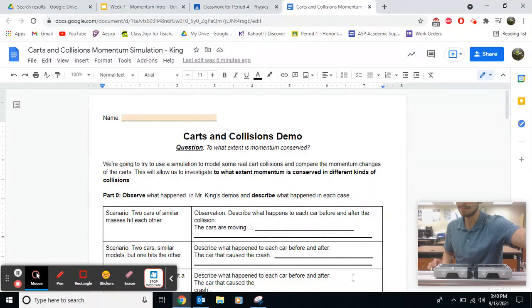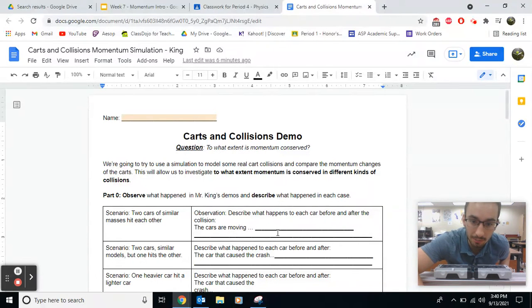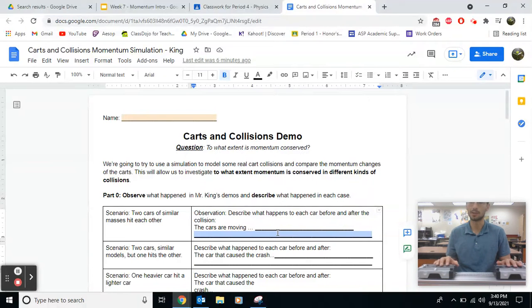We have a lab today. So first thing, I'm going to do a demo, and you're going to describe what is happening. Describe what happened to each car. Okay? So first one, let's say we're going to talk about my Camry. All right, we have two Camrys, similar masses. They're going to be hitting each other. Watch what happens when both the cars are moving around the same speed.